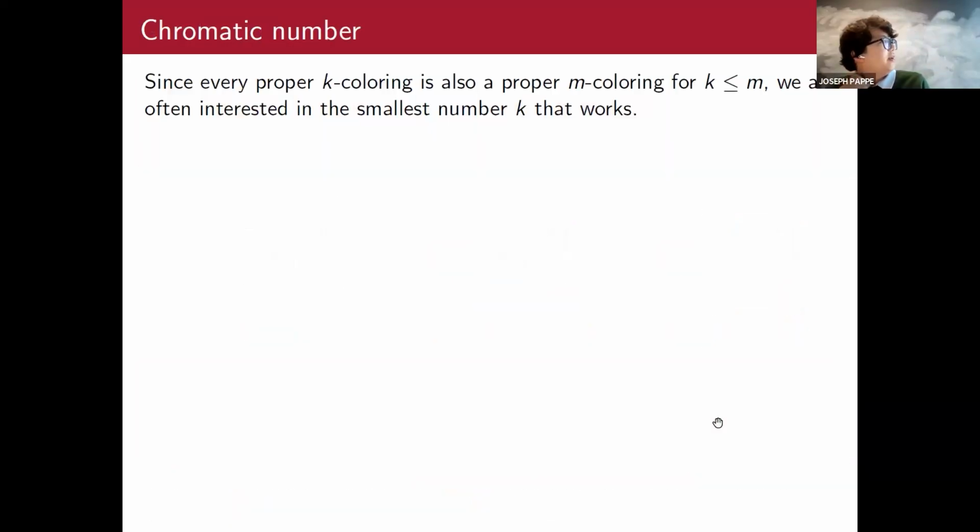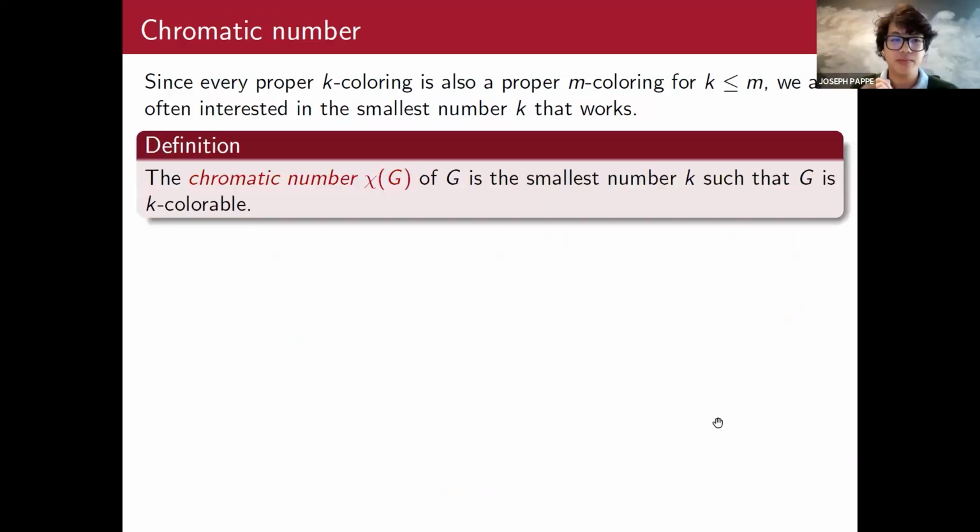So because of this property, where a four coloring is also a five coloring, is also a six coloring, etc., we really mostly care about the smallest number k that actually works. And we give this a special name, which is called the chromatic number. The chromatic number of a graph is the smallest number k such that our graph G is k colorable.